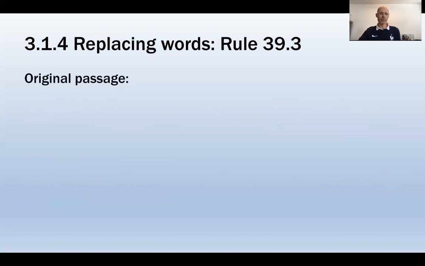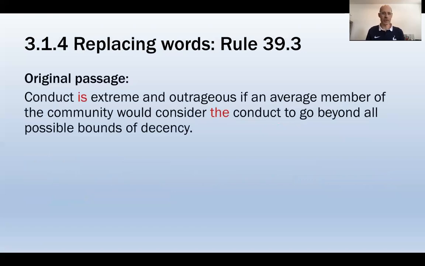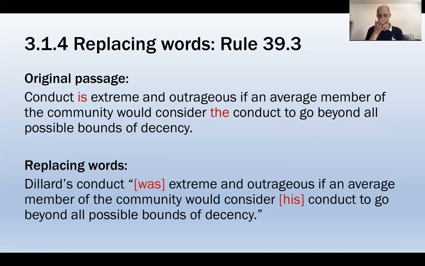And then replacing words. So here's our original passage again. This is our extreme and outrageous conduct definition again. Let's say we want to quote most of this passage, but the way we're going to integrate that passage into a sentence that contains partially our own words, we're going to have to change "is" to "was," and have to change the word "the" to "his." This is how that would look.